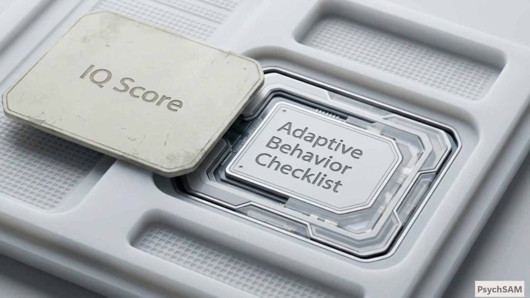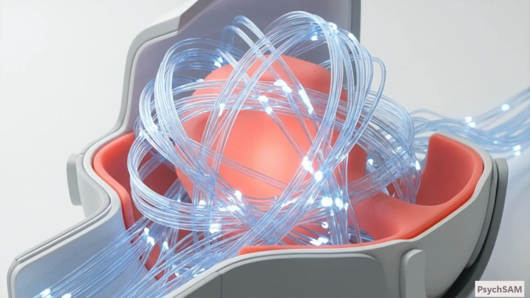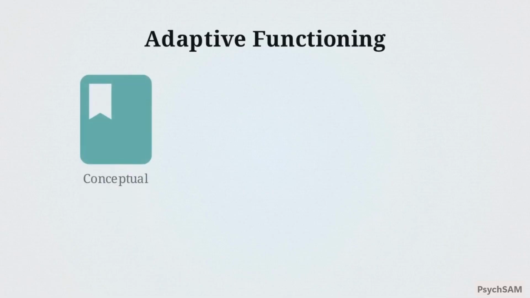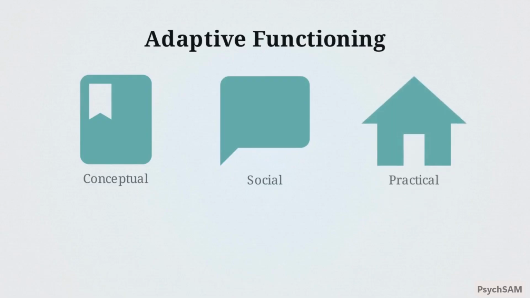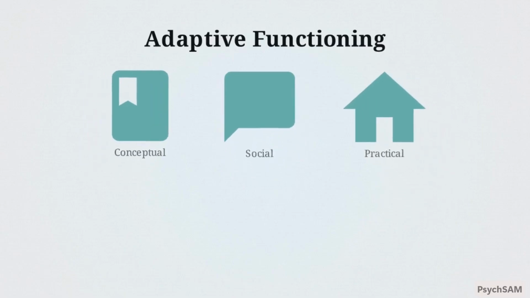Modern diagnostics no longer define the severity of an intellectual disability by rigid IQ thresholds. Instead, the focus has shifted to adaptive functioning. Adaptive functioning measures real-world competence across three domains: the conceptual skills needed to learn, the social skills needed to interact, and the practical skills required for daily physical independence.